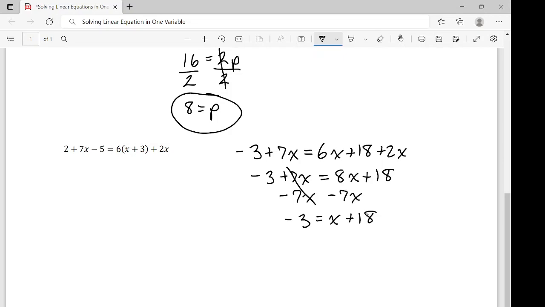And now I'm going to take this positive 18, and I'm going to move it over by subtracting, doing the opposite on both sides. So those will cancel here, and then negative 3 minus 18 is negative 21 equals x. And this is the solution to this equation.